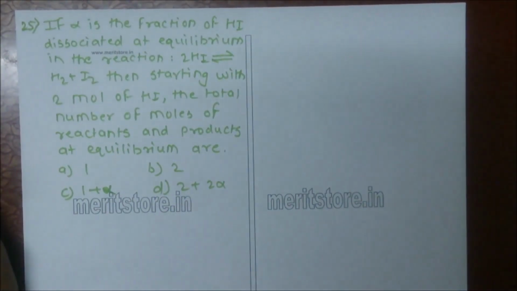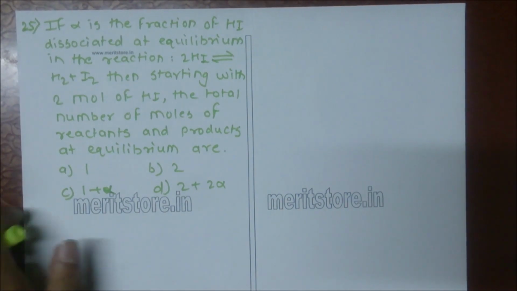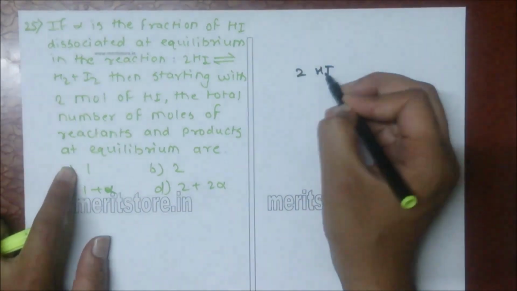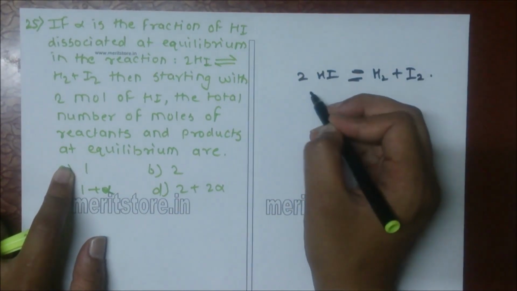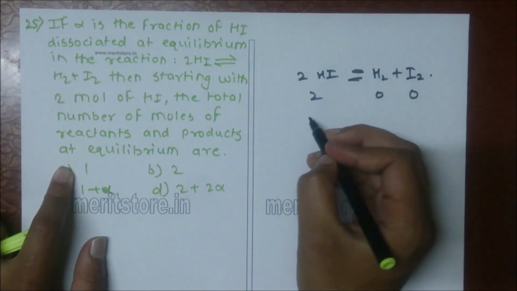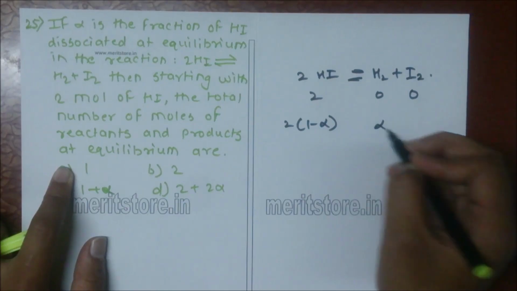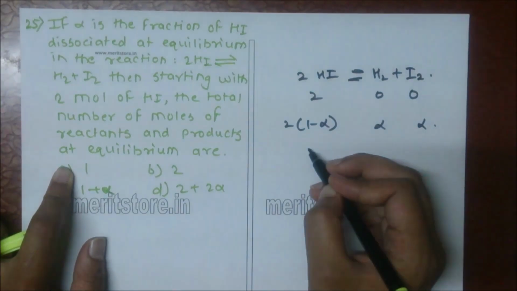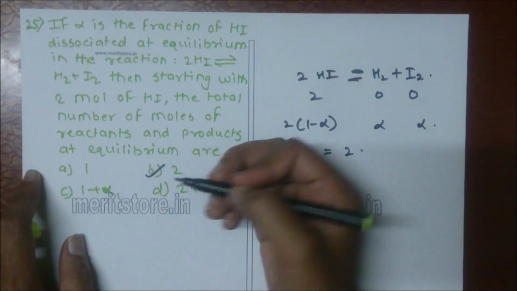Our next question is, if alpha is the fraction of HI dissociated at equilibrium in the reaction 2HI gives H2 plus I2, then starting with 2 moles of HI, the total number of moles of reactants and products at equilibrium are. The reaction will be 2HI gives H2 plus I2. At initial concentration, these will be the moles. At equilibrium, 2 minus 2 alpha, alpha and alpha. Total number of moles is equal to 2. Therefore, option B is the correct answer.